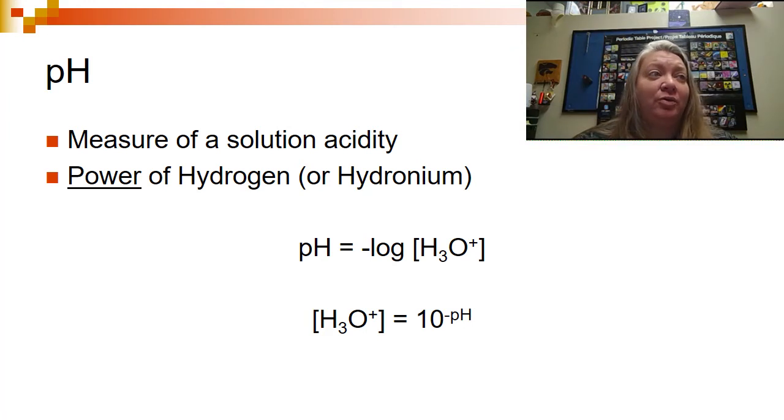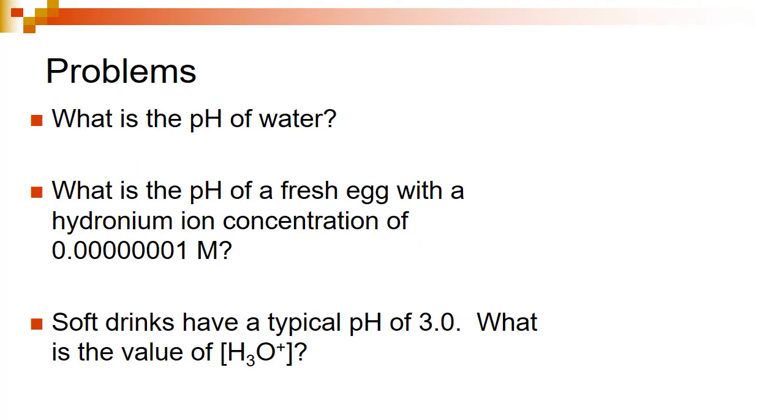Now we can work backwards. If you know the pH, you can work backwards to find hydronium concentration. And to do that, you'll take 10 to the negative pH. So let's try some examples. So here's a few problems to work. All of these problems are dealing with pH and hydronium ion concentration.